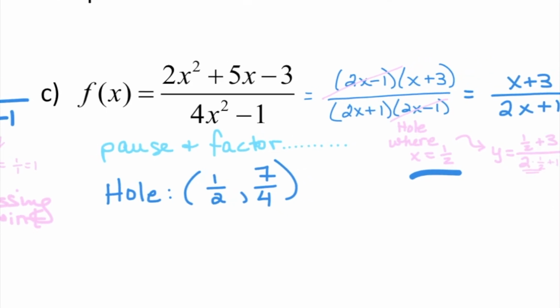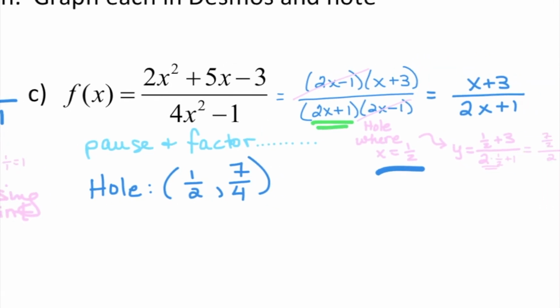And then remember that whatever's not a hole is a vertical asymptote. So you've got a vertical asymptote there at negative 1/2. Vertical asymptote at x equals negative 1/2.